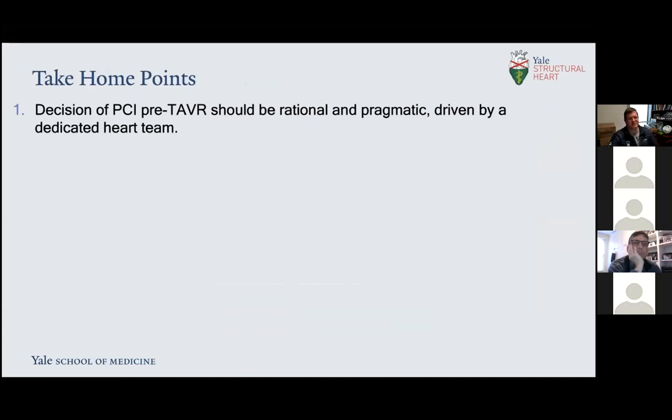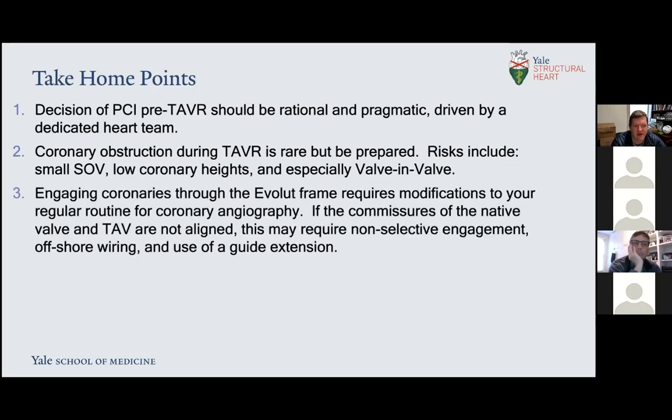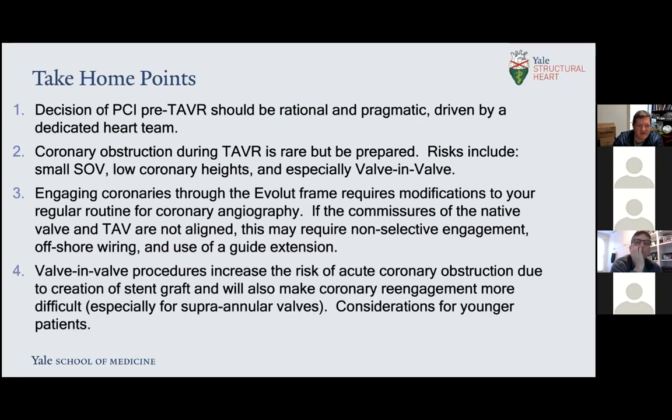So first, the decision of PCI pre-TAVR should be rational and pragmatic, driven by a dedicated heart team. Coronary obstruction during TAVR is rare, but be prepared. Risks include small sinuses, low coronary heights, and especially valve-in-valve. Engaging the coronaries, especially through the Evolut frame, requires modifications to your regular routine for coronary angiography. If the commissures of the native valve and TAVR are not aligned, this may require non-selective engagement, offshoring of the wire, and use of guide extensions.